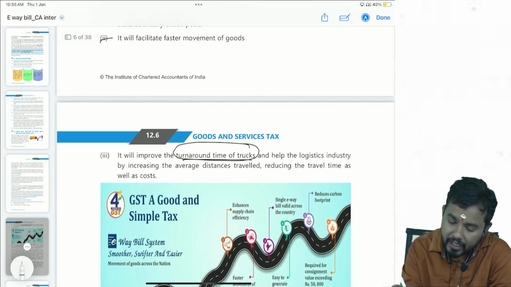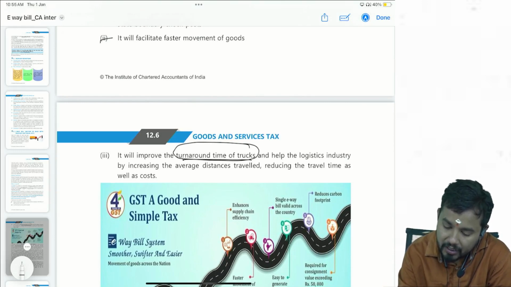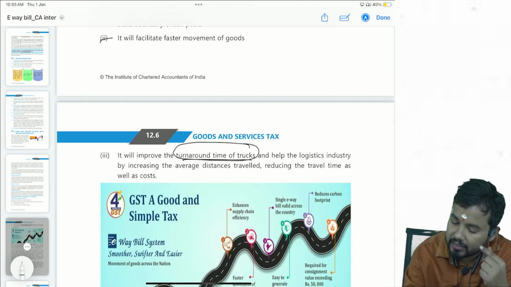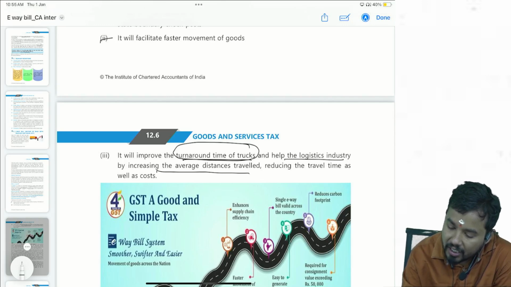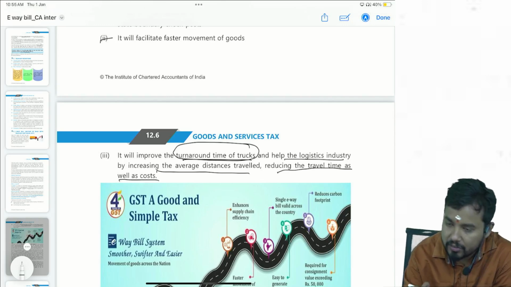So look, read it completely. It helps in improving the turnaround time of trucks and helps the logistics industry by increasing the average distances traveled, reducing the travel time as well as cost.